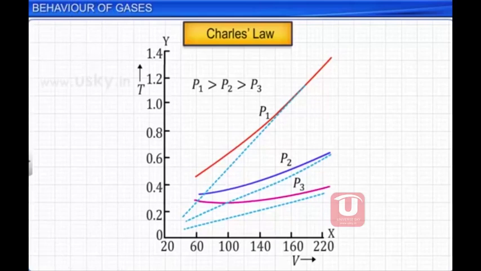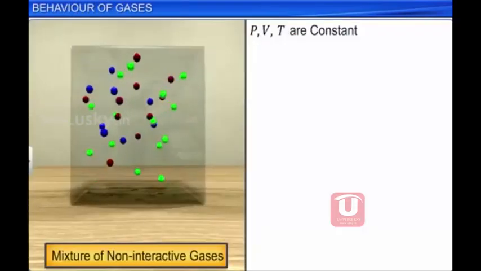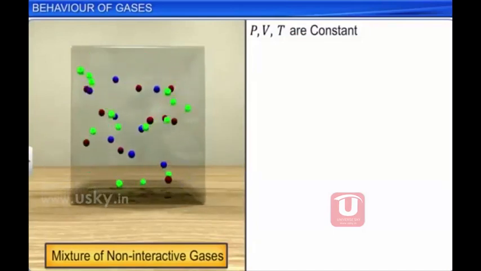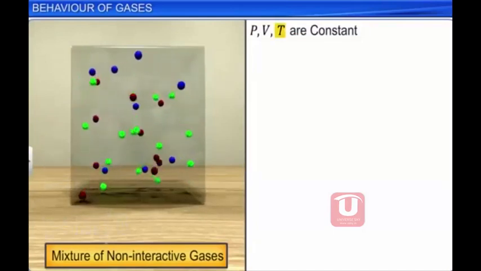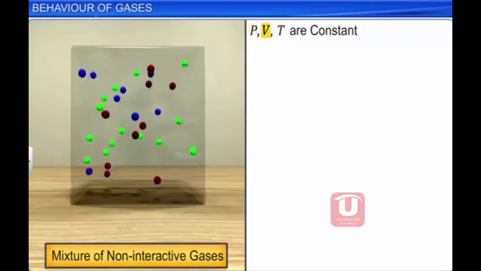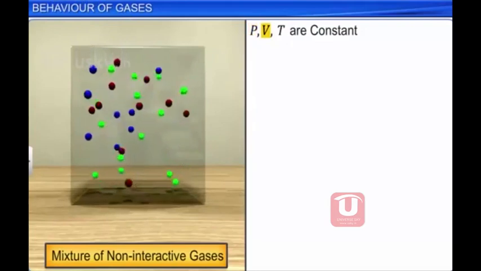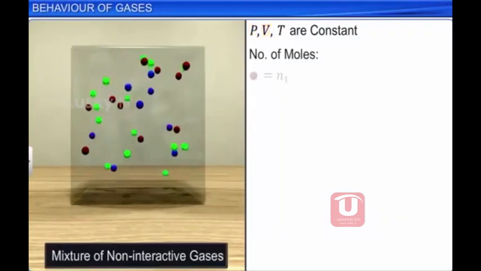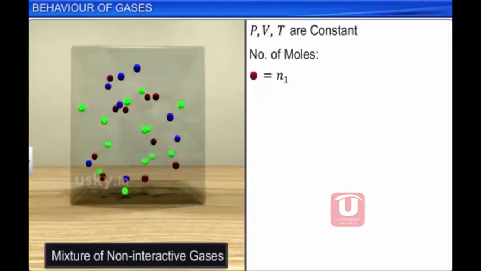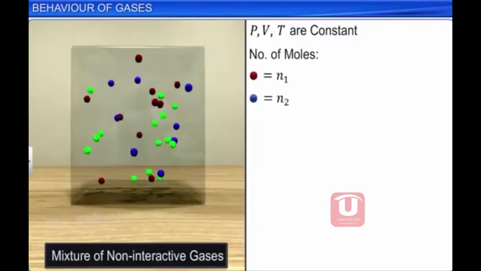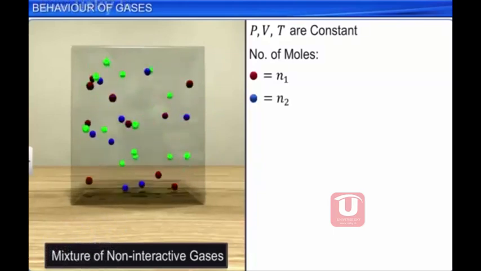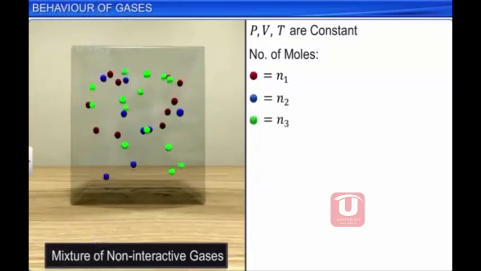Consider a mixture of non-interactive gases in a container at a constant temperature T, pressure P, and volume V. Let N1 be the number of moles of the first gas, N2 the number of moles of the second gas, and N3 the number of moles of the third gas, etc.